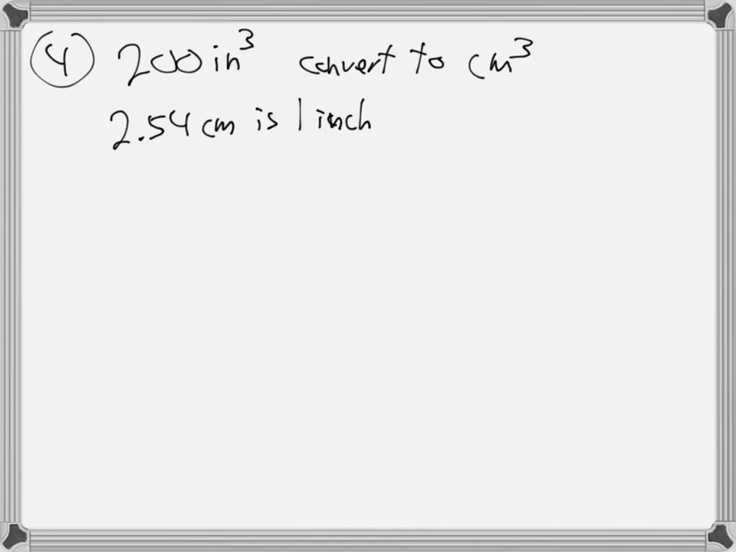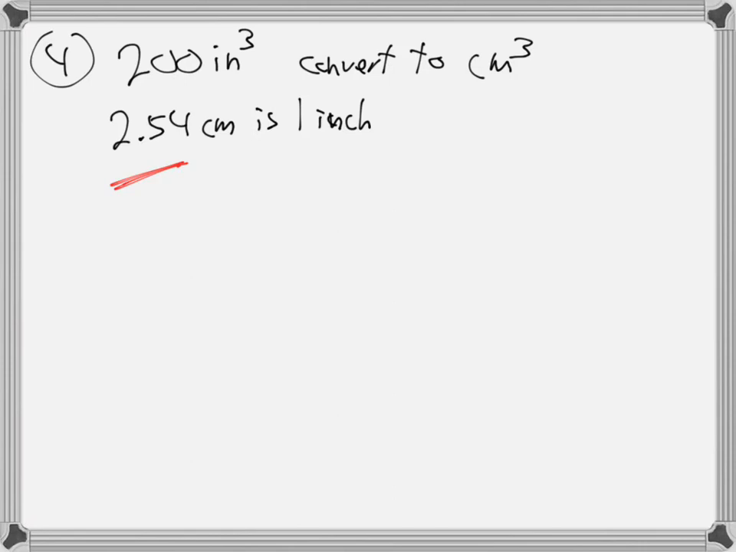You cube the 2.54 and then multiply it by 200. Does that sound like a good plan? Take the 2.54 to the third power and then multiply it by the 200? Or should we divide? So multiply or divide? So multiply?